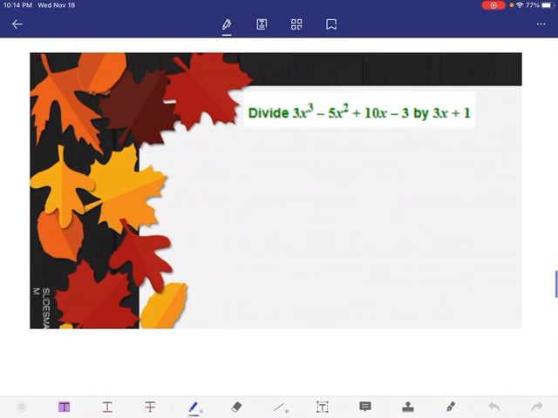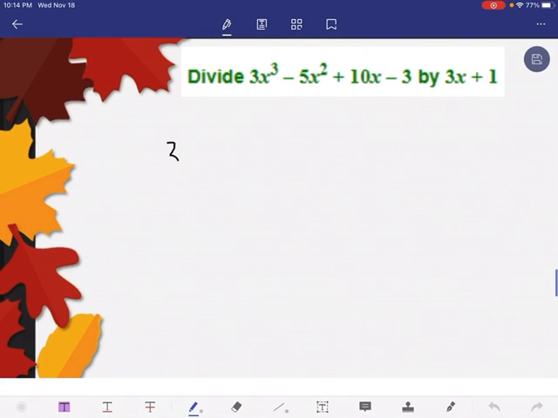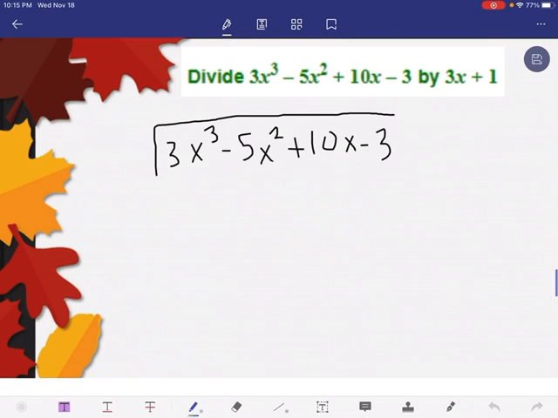So we're going to look at a couple more examples. This one's going to be a cubic example. So notice that our dividend, we have 3x cubed minus 5x squared plus 10x minus 3. Because it's a cubic, our steps are going to be a little bit longer. We're going to have a couple more, but it doesn't make it harder or more difficult. It's just we need to make sure that we're a little bit more careful with our organization, making sure we don't make any mistakes.